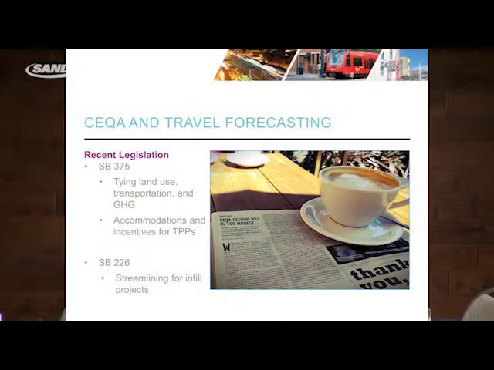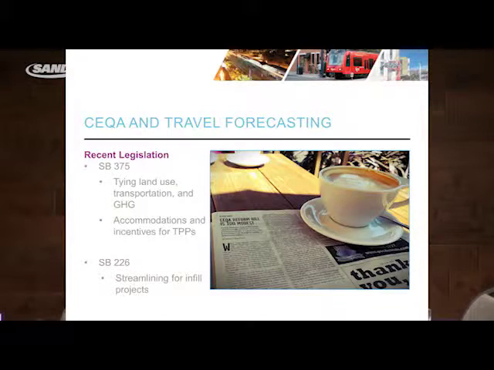So recent legislation: SB 375 isn't terribly recent. Back in 2008, to help implement AB 32, SB 375 was passed and adopted to better tie our land use and transportation planning together in order to reduce greenhouse gas emissions. It also had some accommodations and incentives in there for transit priority projects to help streamline those through the environmental process. SB 226 came next in 2011, and this was the streamlining for infill projects.